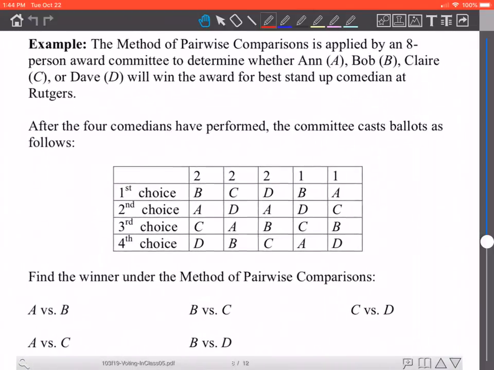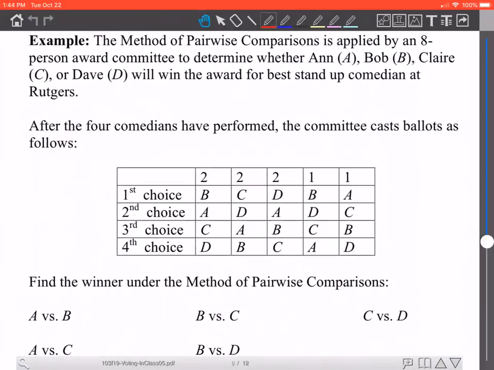So now, again, the IIA criterion can apply to any of our 4 voting methods, but we're going to practice the method of pairwise comparisons since we just talked about that last week. So we're going to do that. Here is an election where 8 people voted. So again, this is where the 8 is coming from: 2 plus 2 plus 2 plus 1 plus 1.